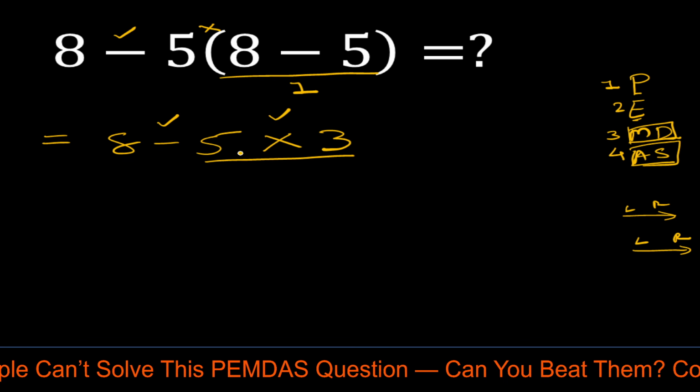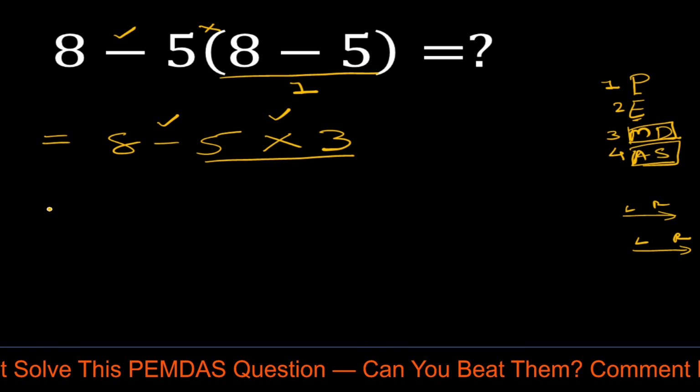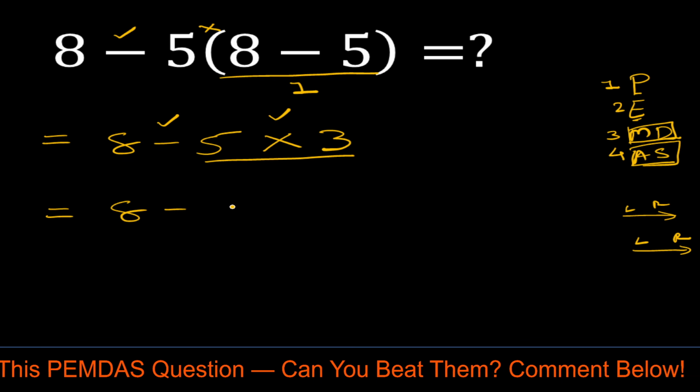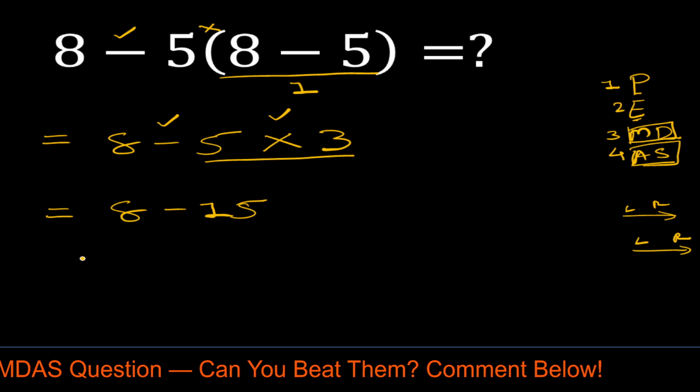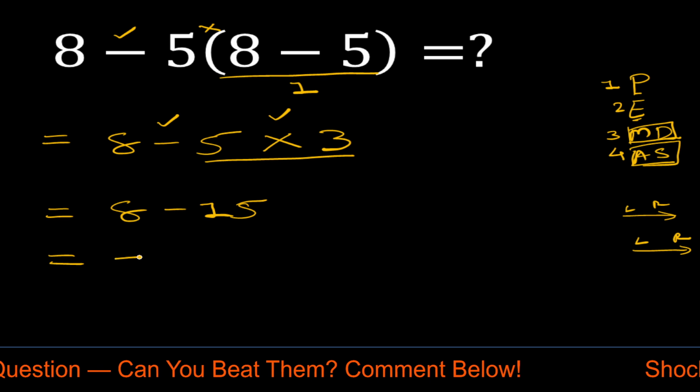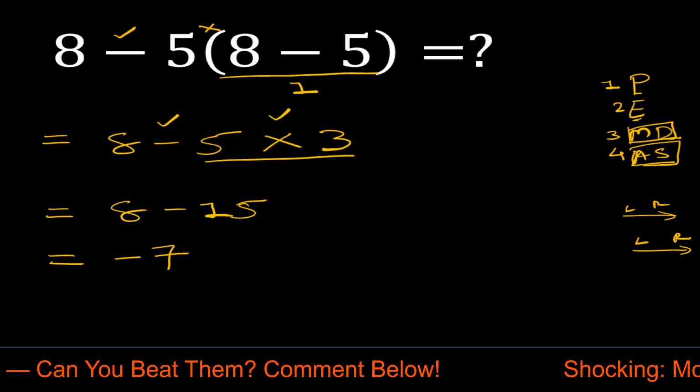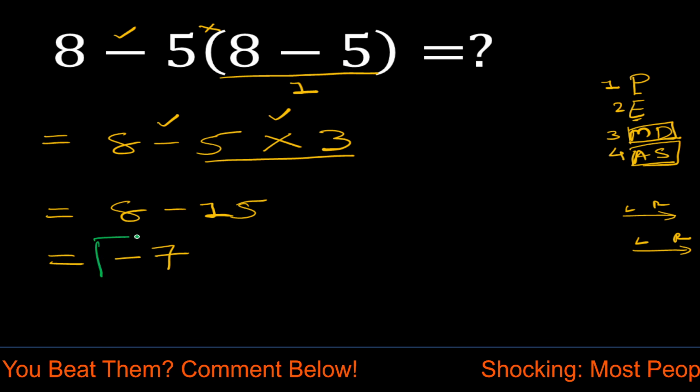So first we have to solve multiplication. So 5 multiply 3 is equal to 15. So 8 minus 15. So now 8 minus 15 is equal to minus 7, right? So the correct answer is minus 7.